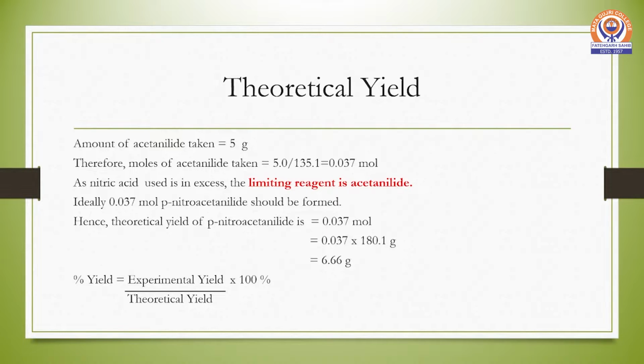As in this reaction we are using nitric acid in excess, the limiting reagent is acetanilide, and ideally 0.037 mole of para-nitroacetanilide should be formed. So the theoretical yield comes out to be 0.037 into 180.1 gram, that is the molecular mass of para-nitroacetanilide, which comes out to be 6.66 gram. So this 6.66 gram is the theoretical yield, and from it the percent yield can be calculated. That is the yield which you obtain in the experiment divided by this theoretical yield, into 100.